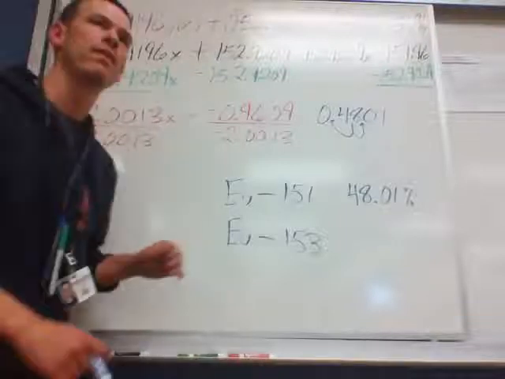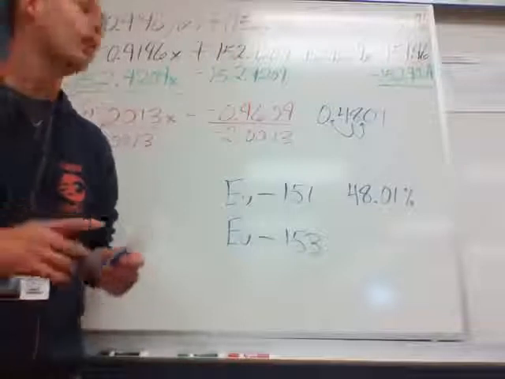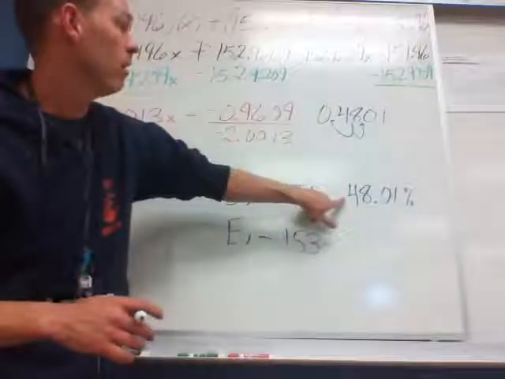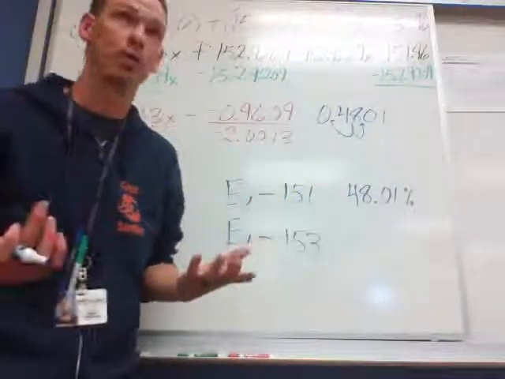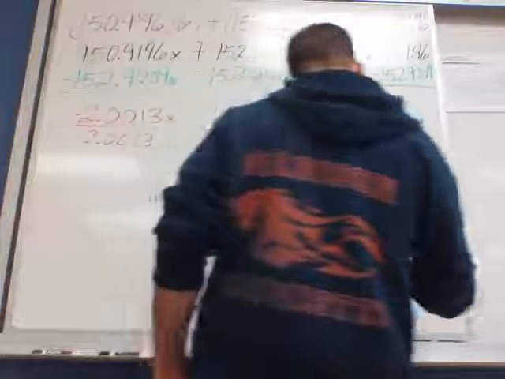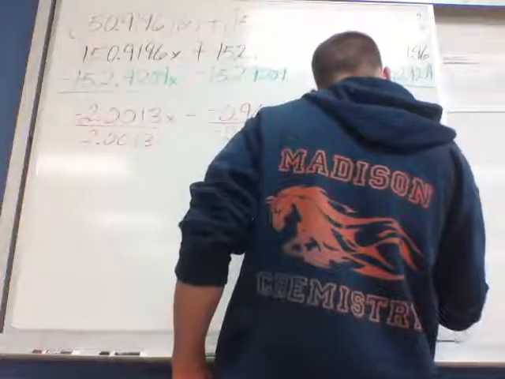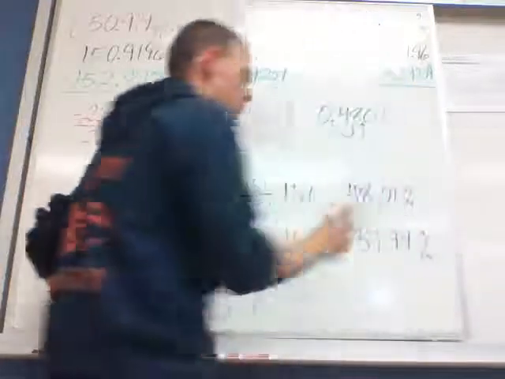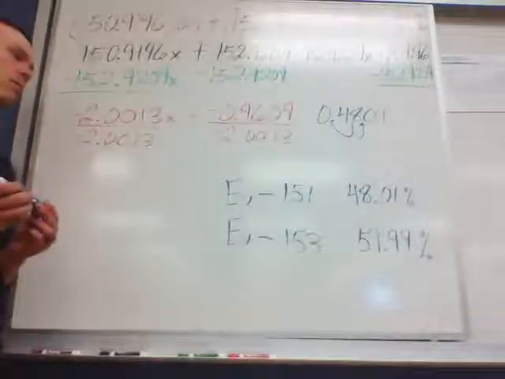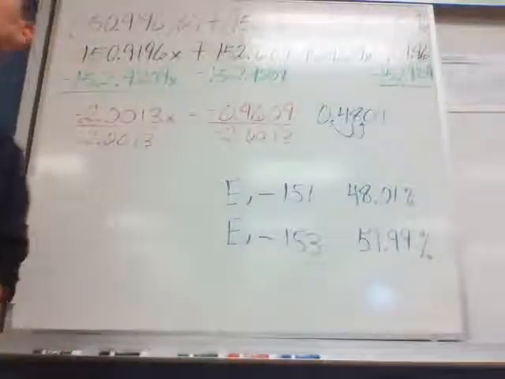I need the percentage of the other isotope. However, we don't have to do any mathematical madness to get there, because I know that this number plus this number should be 100%, right? So then what's that number? Not 52. Yeah, if you just subtract 100 minus the percentage you found, you'll find the other percentage. And now we have completed the entire problem.